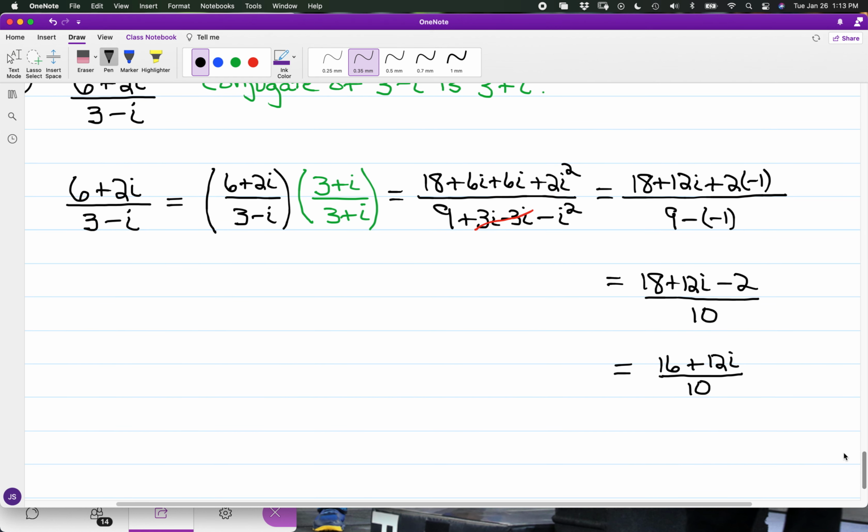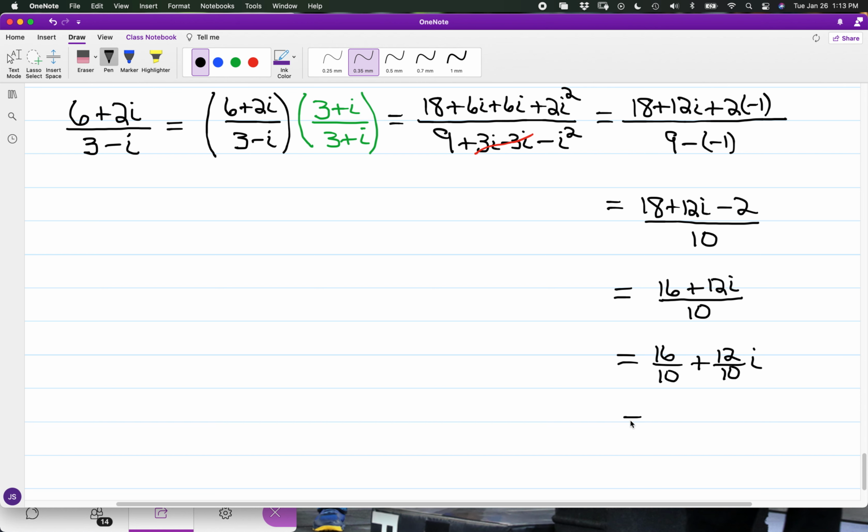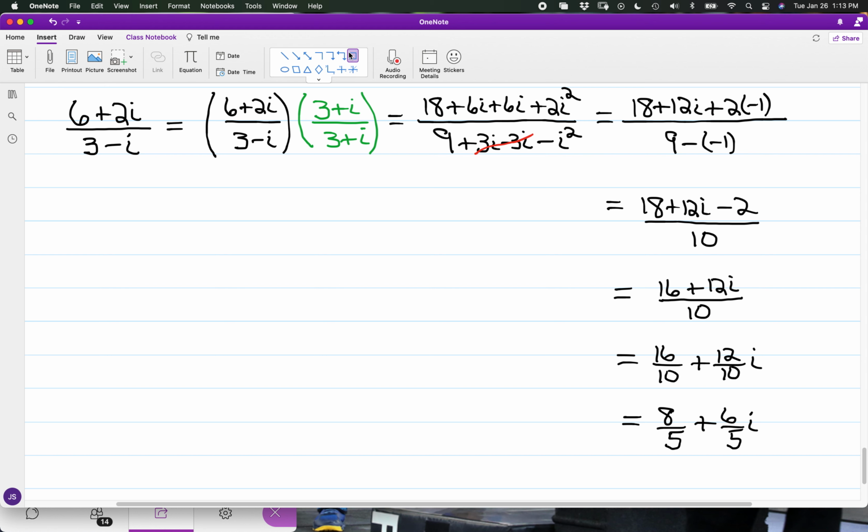And if I itemize, getting into the official a plus bi form, okay, if I separate, I have 16 over 10 plus 12 tenths of i, and both of these fractional coefficients can be reduced. So 16 tenths will be 8 fifths, and 12 tenths of i will go to 6 fifths of i. Okay, so this result will be what we have in explicit a plus bi form.